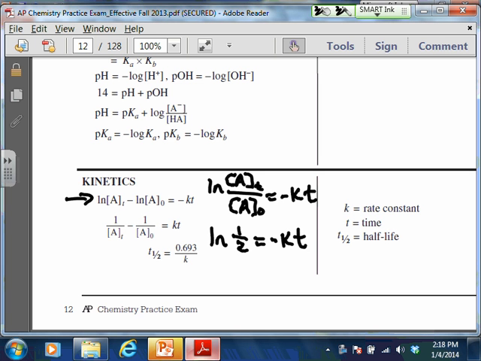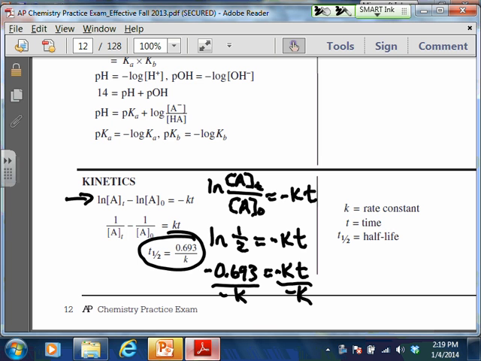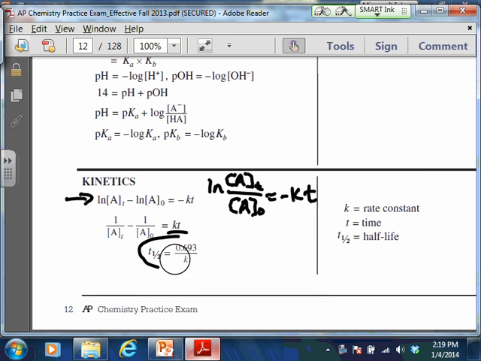You can plug natural log of 1/2 into your calculator, and it gives you negative 0.693. So you can just solve that. Then if you divide both sides by negative k so that you get t all by itself, because we're trying to solve for t here, you end up with the equation they give you right here: t 1/2 is equal to 0.693 over k. All right, so that's how they derive that half-life equation, just in case you're interested.